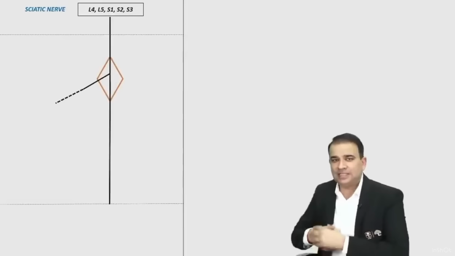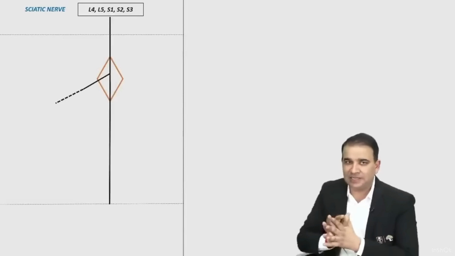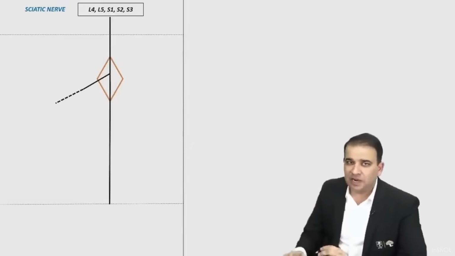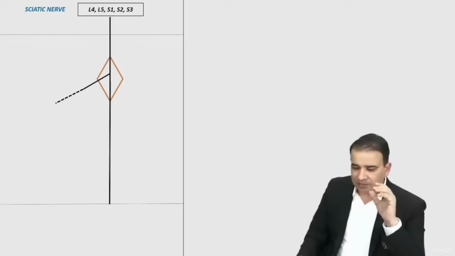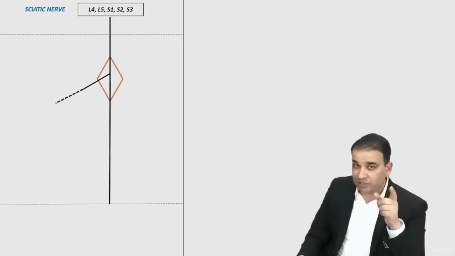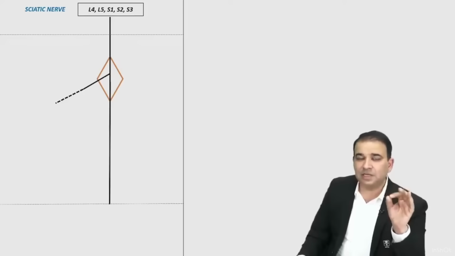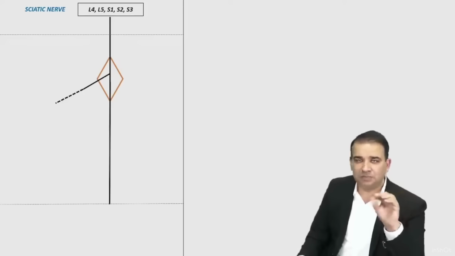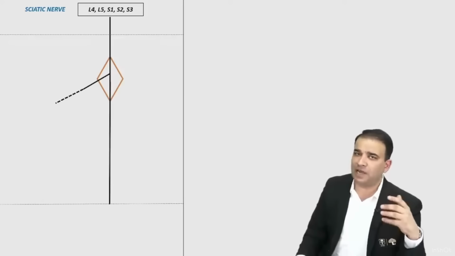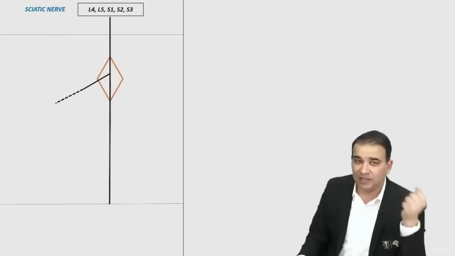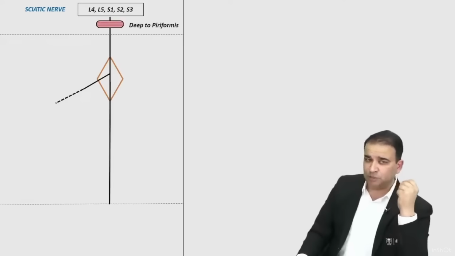Next, guys, the major nerve we'll discuss here is the sciatic nerve. The nerve which is starting from L4, L5, S1, S2, S3, the lumbosacral plexus. The sciatic nerve, guys, first of all, in the gluteal region, we just saw the piriformis muscle. The nerve will pass deep to the piriformis. Not supplying it, it is passing deep to the piriformis, sometimes piercing the piriformis also. In piriformis syndrome, the nerve can get involved as well. So that's passing deep to the piriformis muscle.